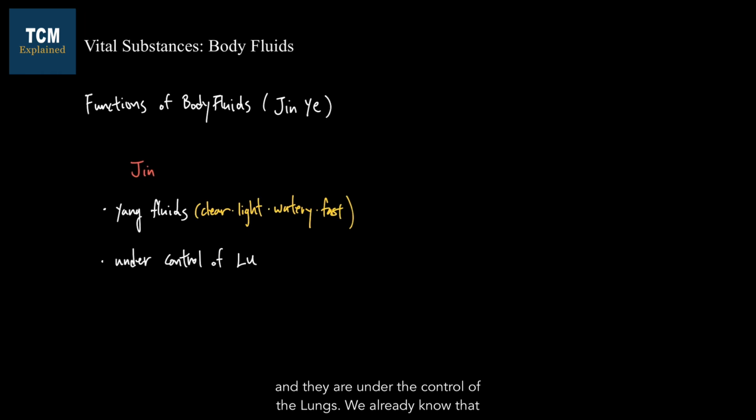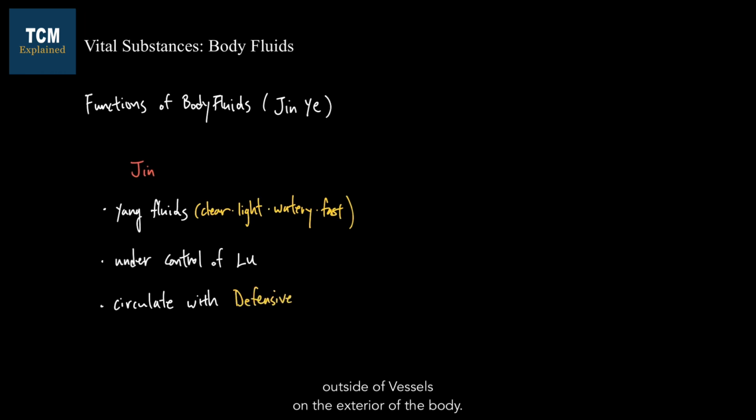We already know that one of the functions of the lungs is to distribute the defensive qi and disperse and diffuse the clean fluids to the exterior of the body. That is why Jin fluids circulate with the defensive qi outside of vessels on the exterior of the body. So their function is to moisten skin and muscles.